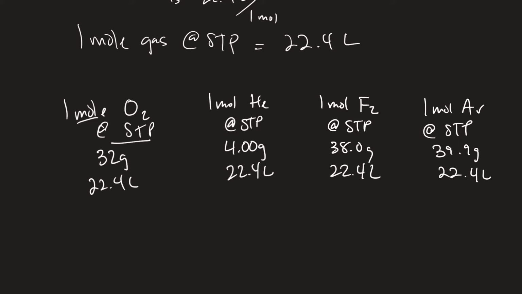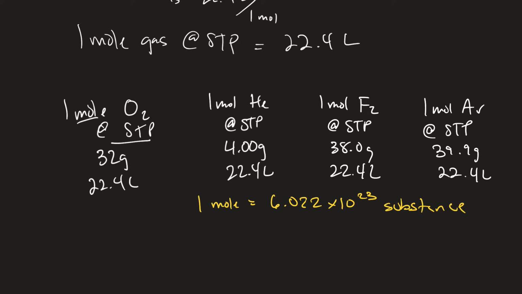Okay, and so this is the relationship between moles, mass, and volume as long as we're at STP. And just remember, overall, 1 mole of this substance is equal to 6.022 times 10 to the 23 of that particular substance. All right, so just keep in mind that relationship.